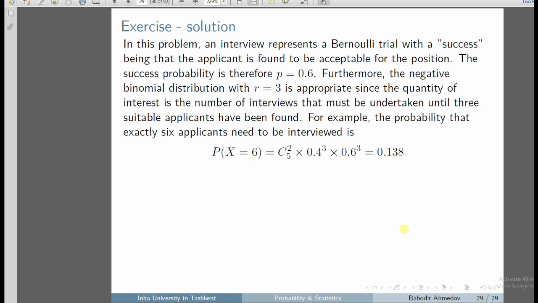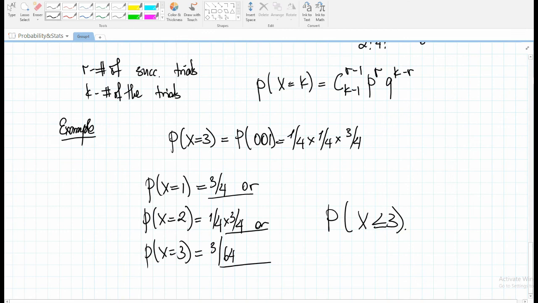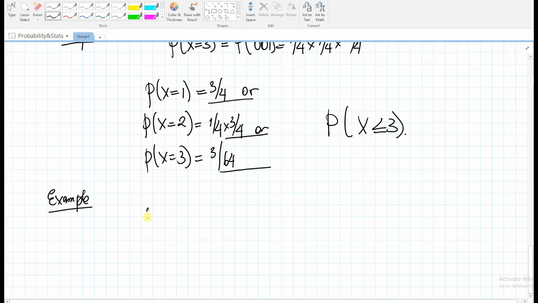Okay, so let's do this. If the company makes 3 interviews, is it enough? Is the budget enough? Yes. So x is equal to 3. What is this according to the formula? Do you remember the formula of the negative binomial distribution? It is x equal to k. This will be C(k minus 1, r minus 1). Do you see r is given always, right? So r is fixed. p to the power of r, q to the power of k minus r.